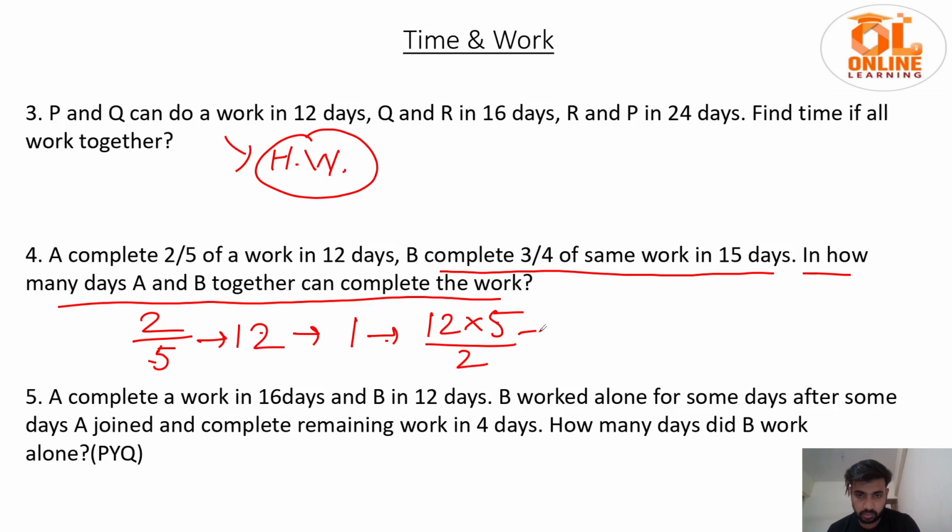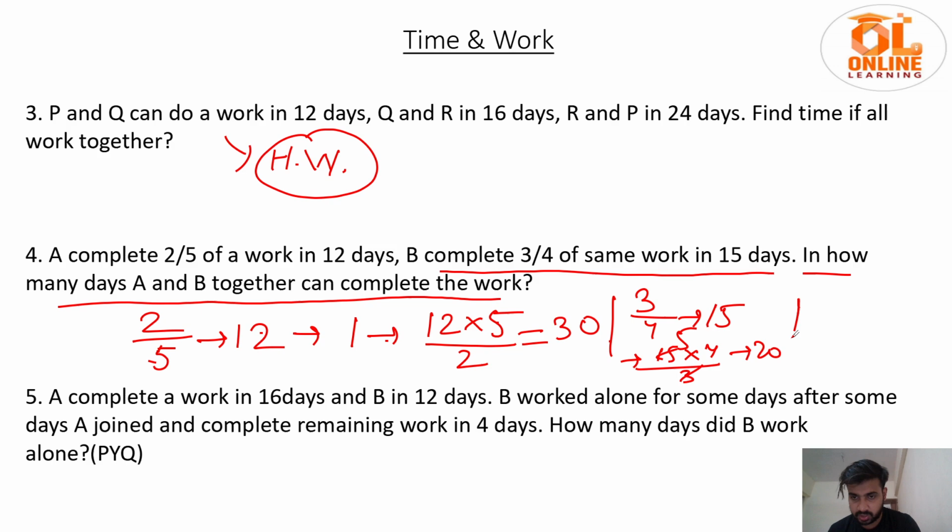That will be 60 by 2, that is 30. Same way for B. He does 3 by 4 work in 15 days, so he will complete the work in 15 into 4 by 3. This 3 5s are 15, in 20 days.